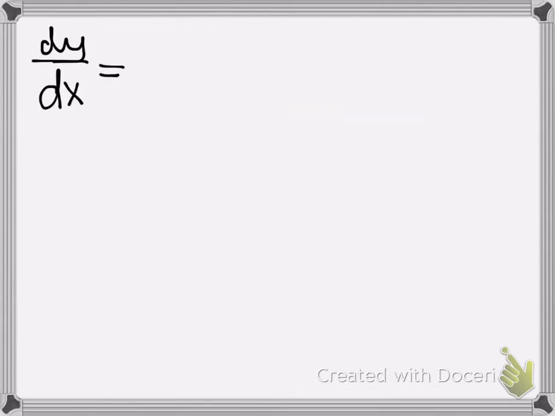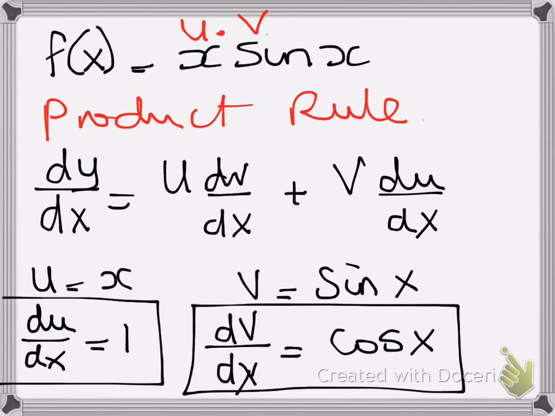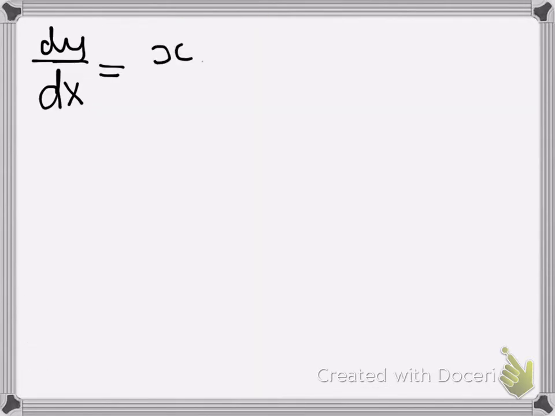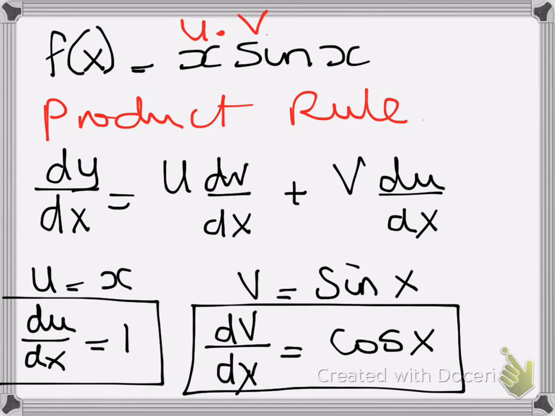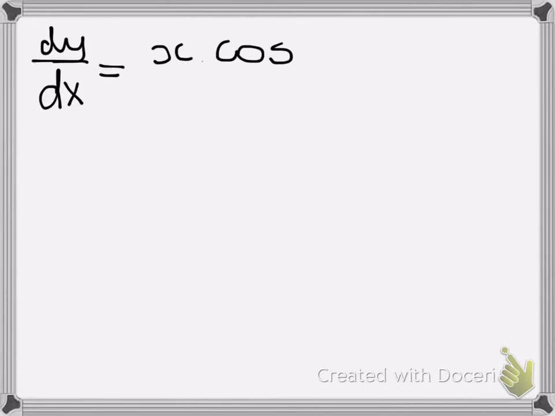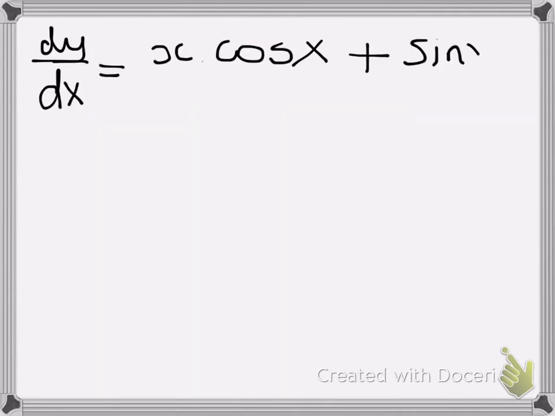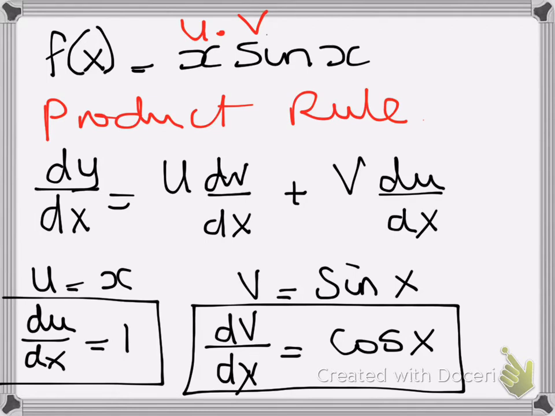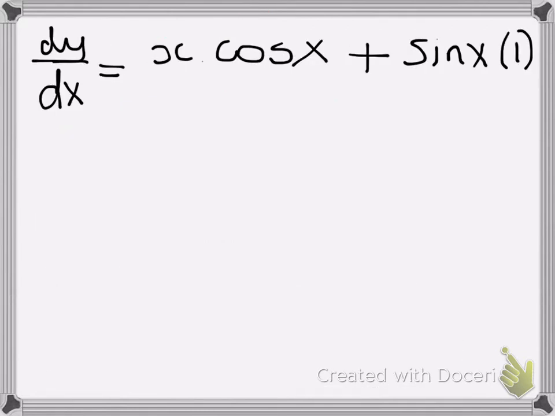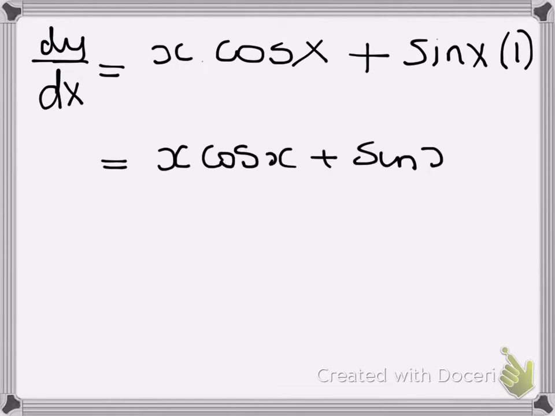So dy/dx is going to equal u. U I said was x. So u times dv/dx, we have now got to be cos x. So that's x times cos x plus v, we said was sine x, times du/dx, which was 1, times 1. Alright, so tidying that up, you get x cos x plus sine x.